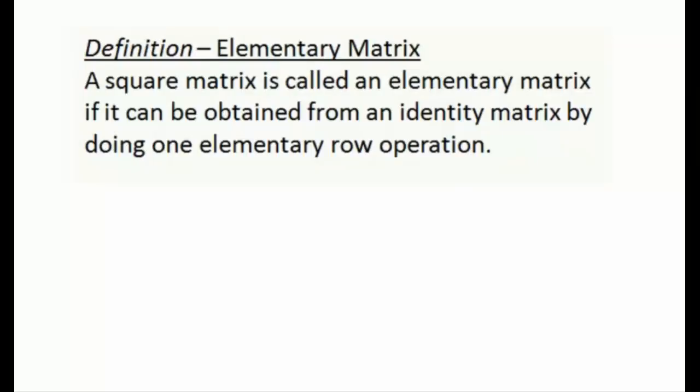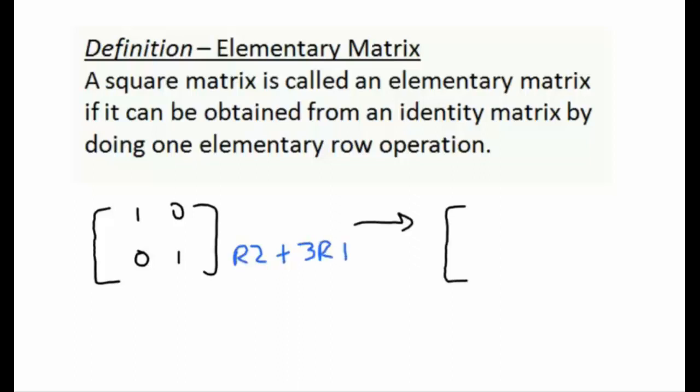We say that a square matrix is elementary if we can get it from doing only one elementary row operation on an identity matrix. So as an example, we might take this 2 by 2 identity matrix, and let's say we do the operation row 2 plus 3 row 1. And after doing that operation, we're going to get 1, 0 inside of row 1, and we're going to get 3, 1 inside of row 2. Because we've only done one elementary row operation on an identity matrix, we say that this matrix on the right is elementary.